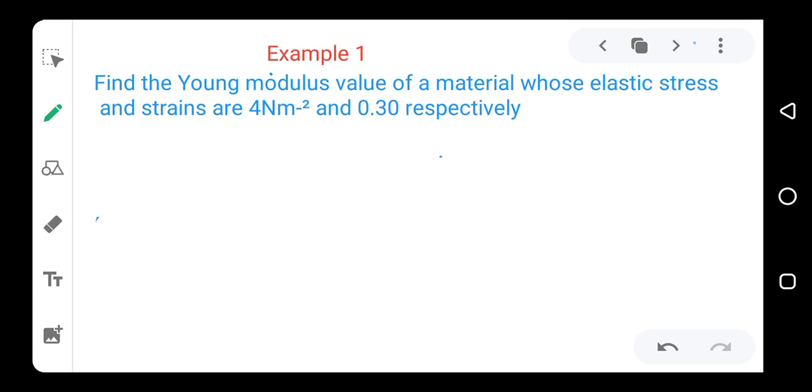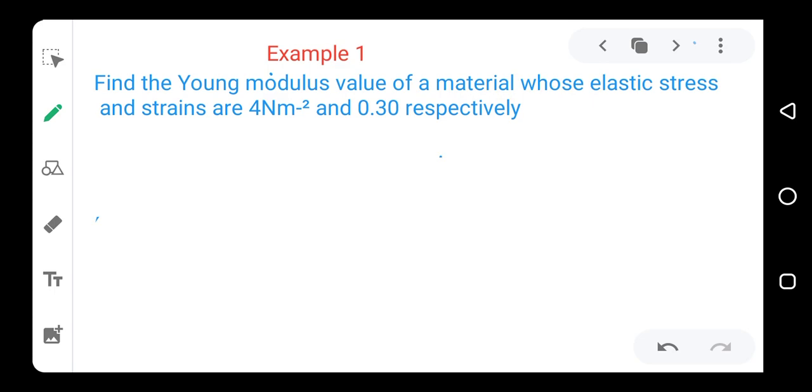In this example 1, we are asked to find the Young modulus value of a material whose elastic stress and strain are 4 Newton per meter squared and 0.30. This 0.30 does not have any units.